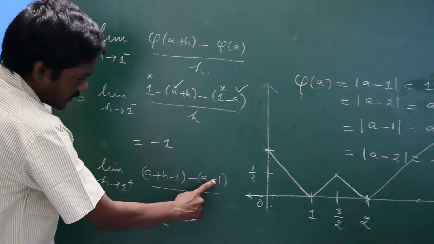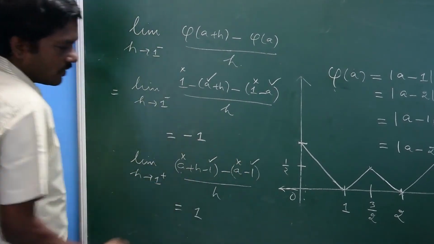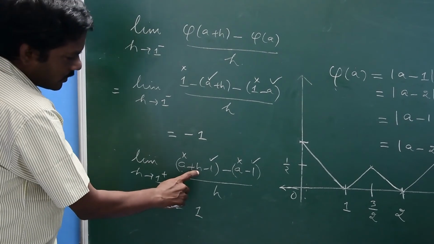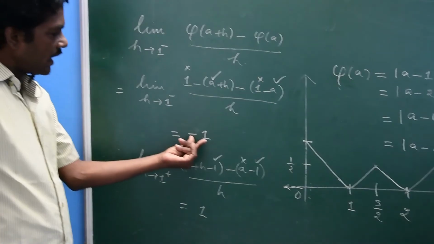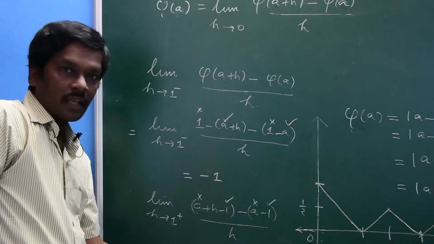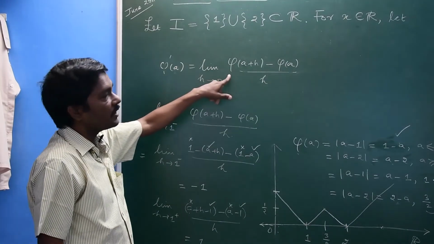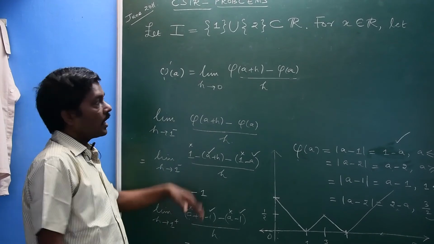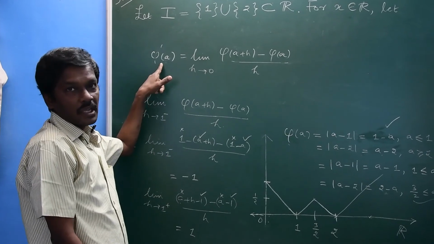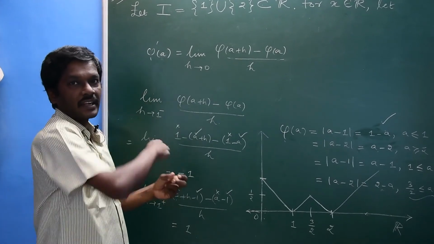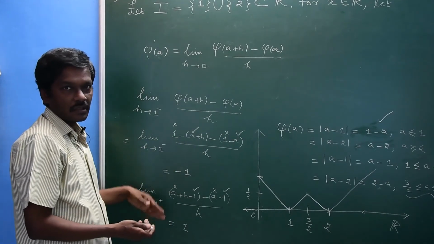Now minus into minus is plus, this 1 and 1 will cancel out each other, and this a will cancel out the other a. So what we will be left with is h over h, which is 1. The left hand side limit is minus 1, whereas the right hand side limit is plus 1. Both the limits exist but they are not equal. But for the derivative to exist, both the left and right hand side limits must be equal. So in this case they are not equal.